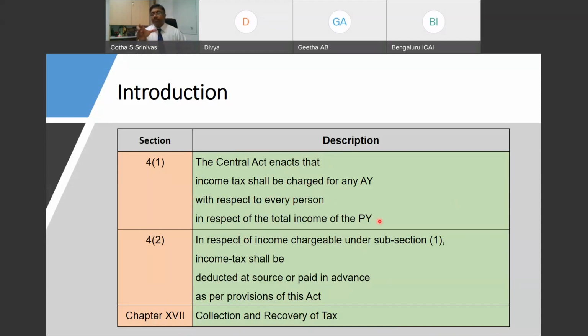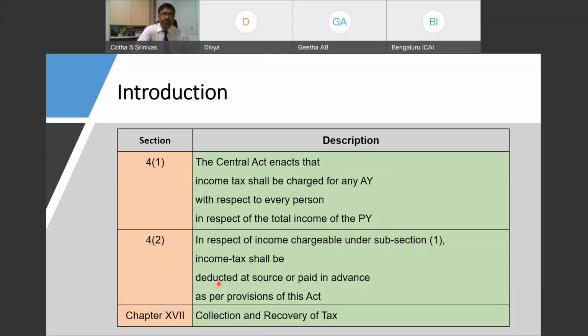So whatever the person earns in a previous year, he will be subject to taxation in the assessment year. That is the power given in the charging section, that is section 4, subsection 1. Now 4 subsection 1 gives a power to charge the income tax. Then 4 subsection 2 says how to collect or recover this particular tax. So collection and recovery of tax.